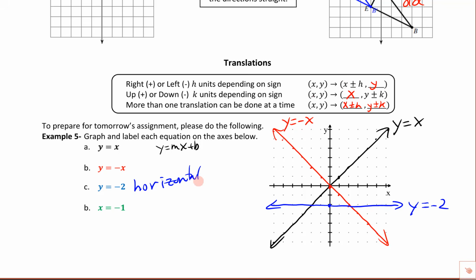That is a horizontal line. Okay, well that means this last one that's remaining, let's see if this makes sense, x equals -1. So that means it's going to cross the x-axis at -1. The only condition for a point that's on this line is x has to be -1. Y can be anything we want. So we can go as far up as we want or as far down as we want. So that would be x equals -1, and that is a vertical line.